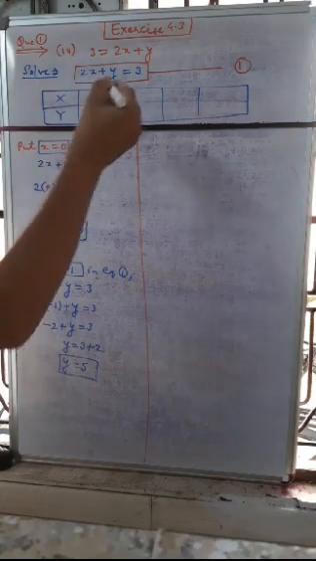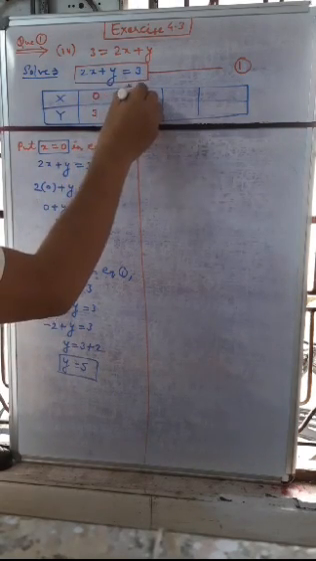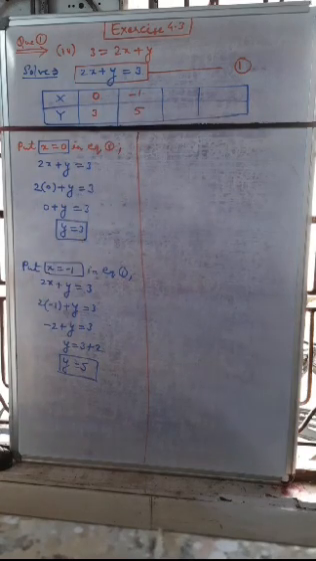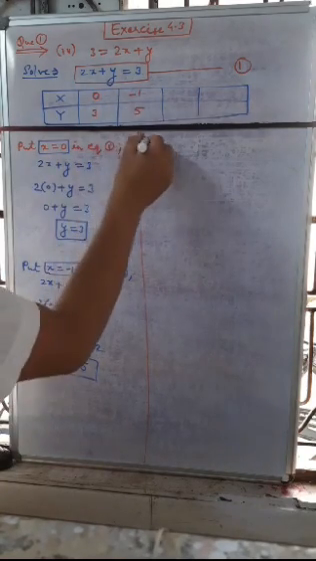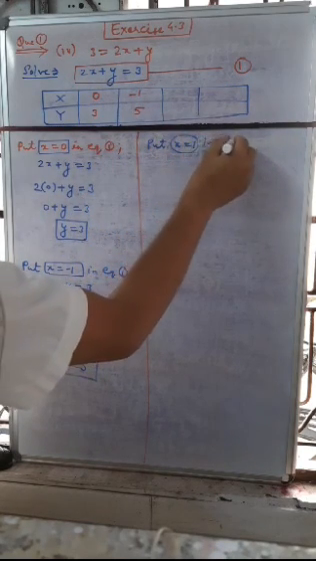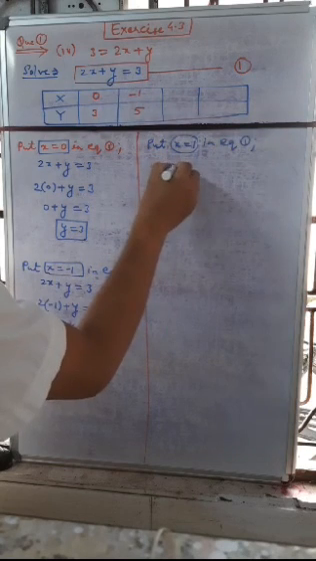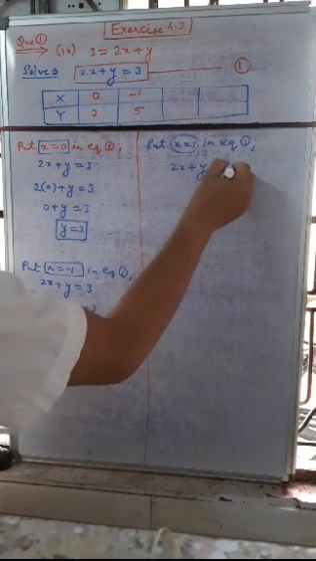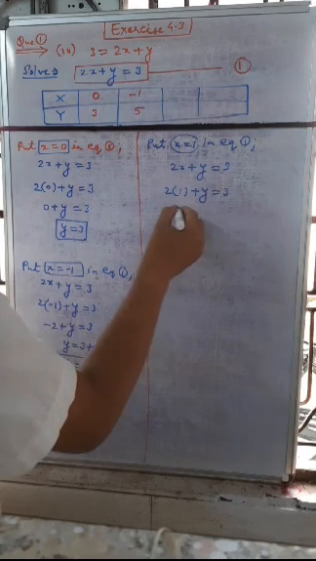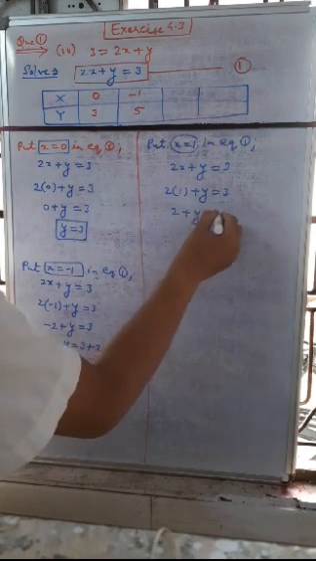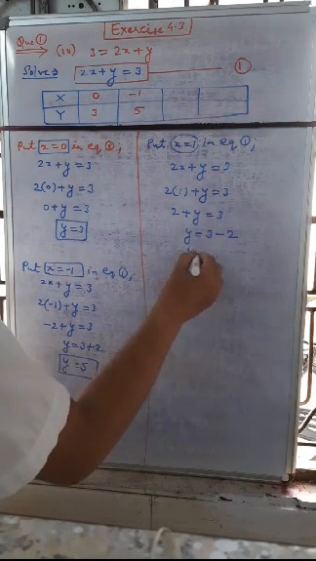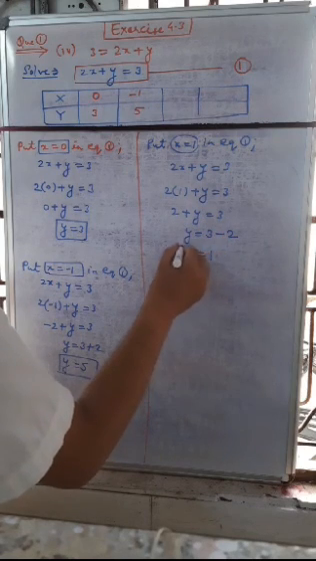X is equal to 1, so we get the result y is equal to 5 here. Now third step, put x is equal to 1 in equation 1. So again 2x plus y is equal to 3. So 2 into 1 plus y is equal to 3. So 2 ones are 2, plus y is equal to 3, or y is equal to 3 minus 2. So y is equal to 3 minus 2, which is equal to 1.